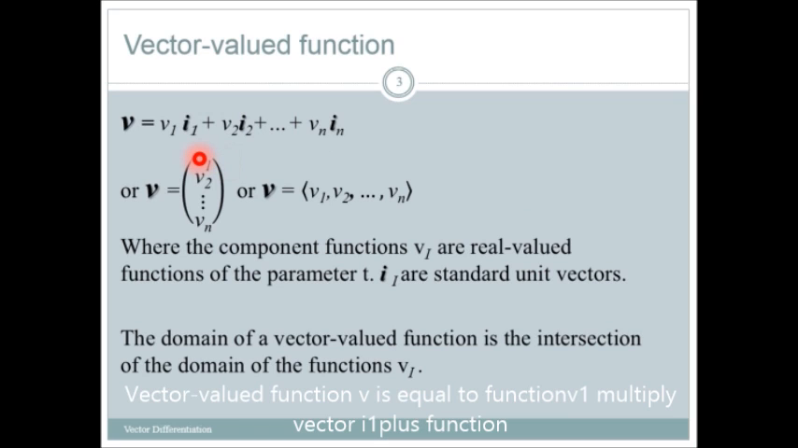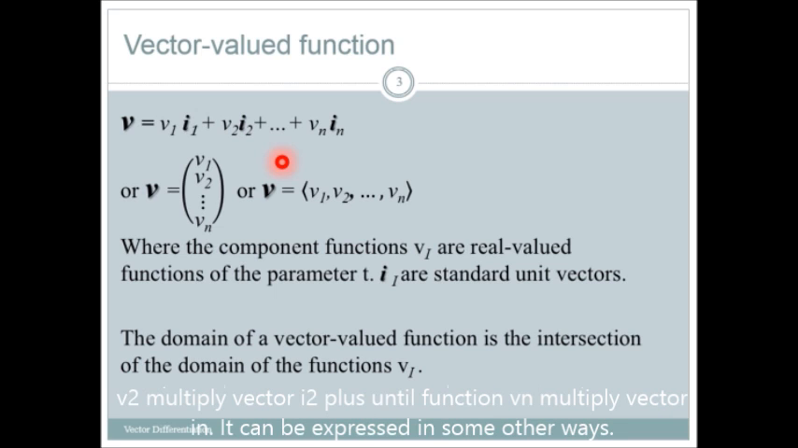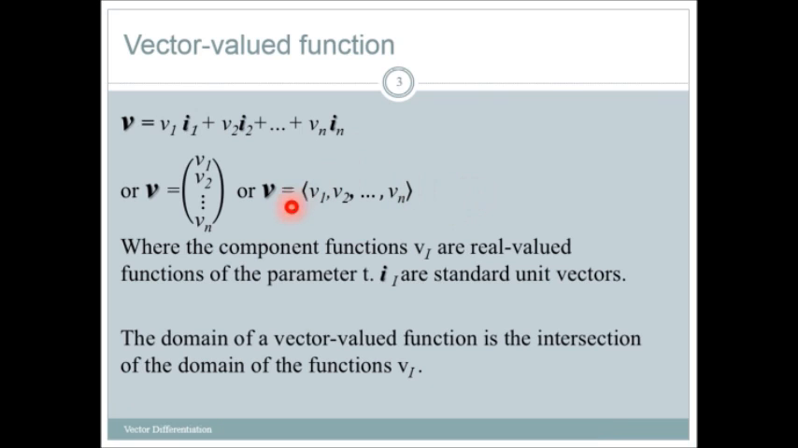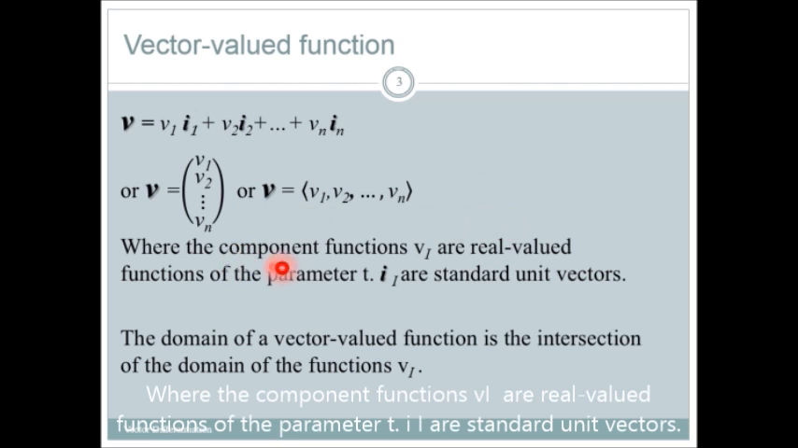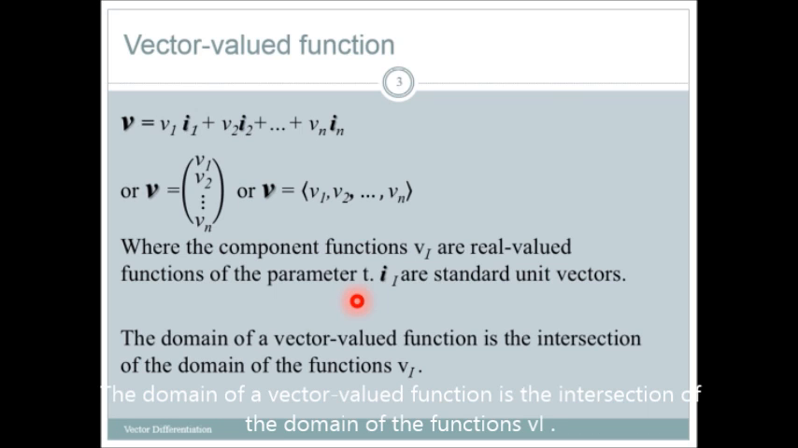A vector-valued function v is equal to function v1 multiplied by vector i1 plus function v2 multiplied by vector i2, and so on, until function vn multiplied by vector in. It can be expressed in some other ways, where the component functions vi are real-valued functions of the parameter t, and the i are standard unit vectors. The domain of a vector-valued function is the intersection of the domains of the functions vi.